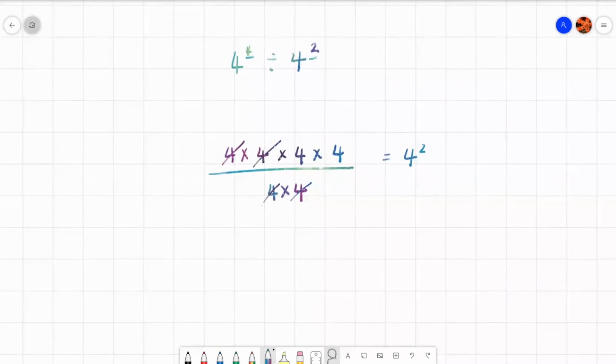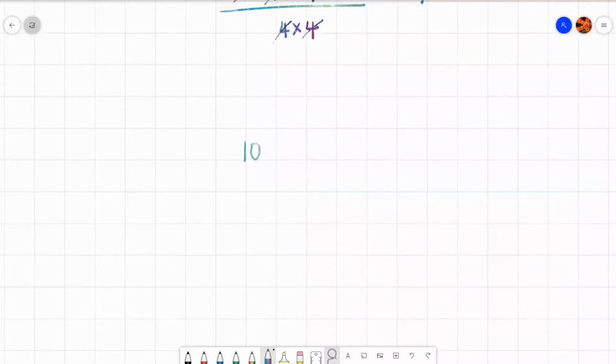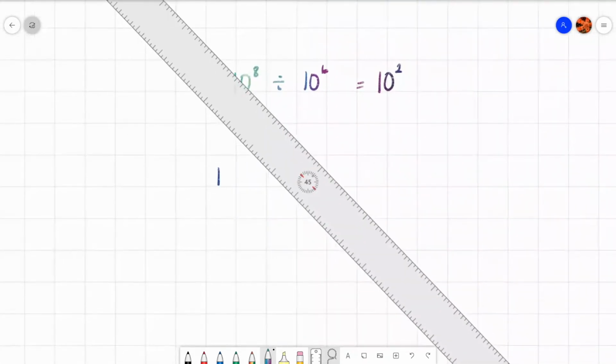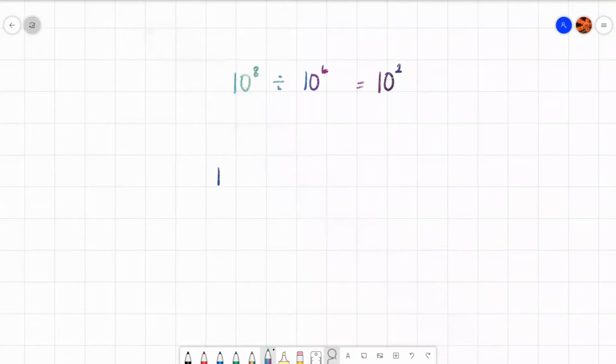Let's have a look at another question. Let's do 10 to the power of 8 divided by 10 to the power of 6. So again, the base stays the same and we just subtract the powers. 8 take away 6 is 2. Have a look at another one. 16 to the power of 7 divided by 16 to the power of 10. Again, it's 16, we just take away the powers.